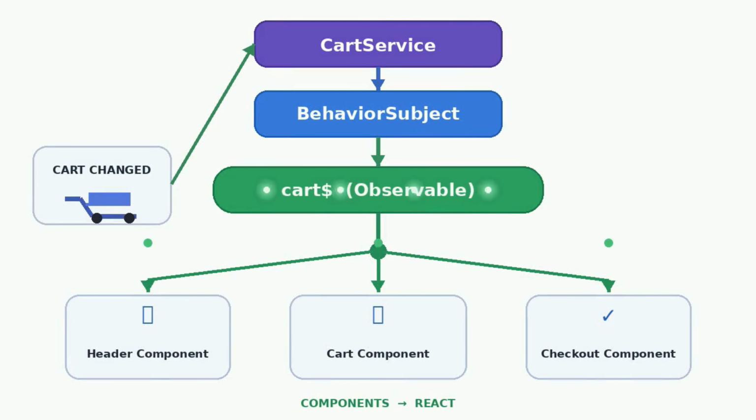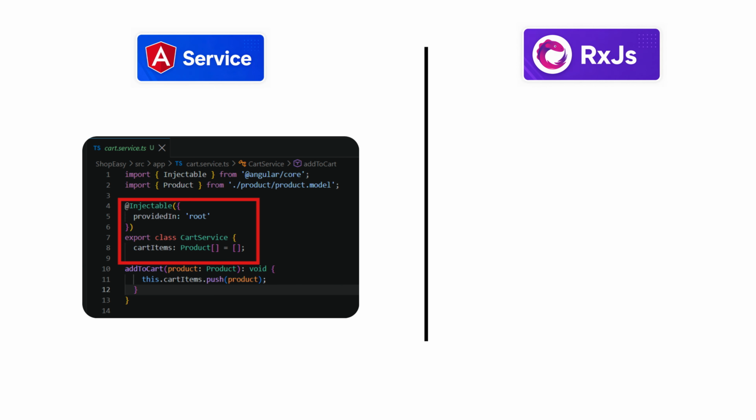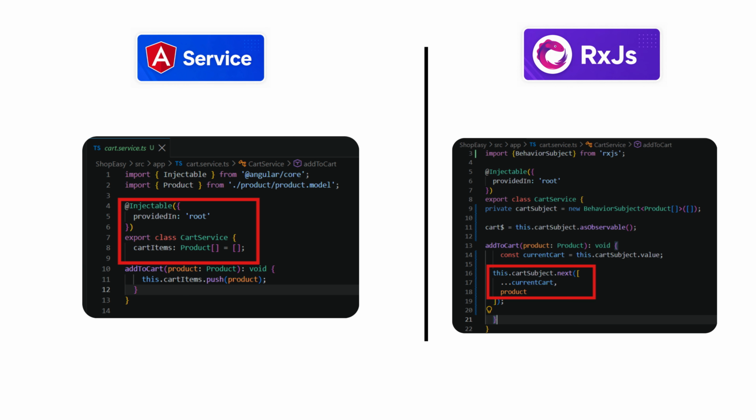Whenever the cart changes, the new value flows through the observable, and components that are listening to the cart can react to it. And this is a big difference from what we had in a previous video with the plain service and with the RxJS. The service is still providing the shared state, but RxJS gives us a reactive way to communicate those changes.